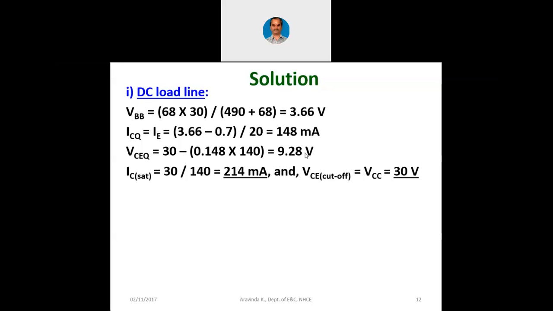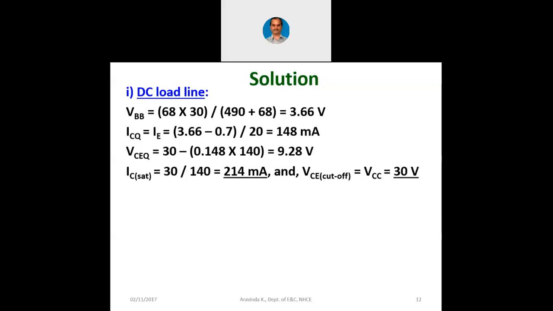Now you can see that VCEQ is not at the middle of the load line. It was supposed to be ideally at 15 volts. But we know that in the case of power amplifiers, if the Q is toward the right side, then we have unfaithful amplification. It is better that the Q point is towards the left side. Then we will have a faithful amplification. I have shown you that in the previous slides. So we have obtained the DC load line now.